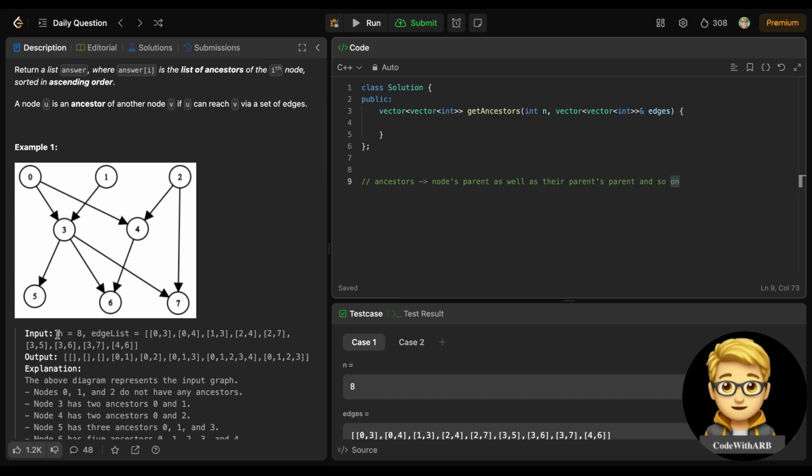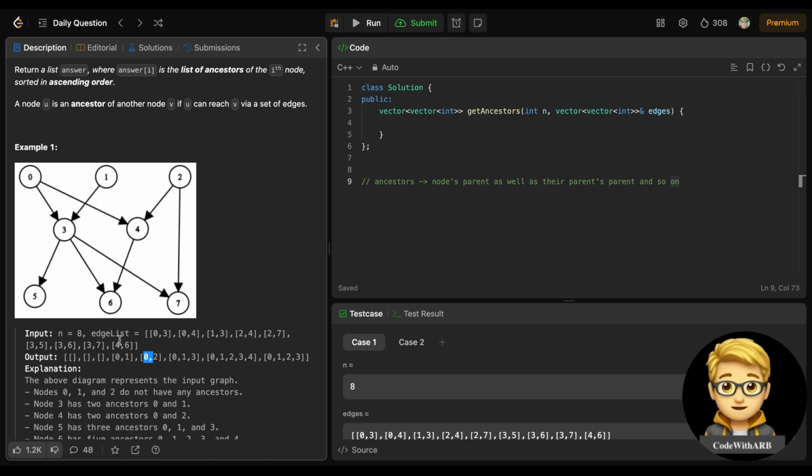So if we see the first example here, this is the graph given. For 0, there is no parent, so this is empty. Again for 1 there is no parent, empty. For 2 there is no parent, empty. But 3 can be reached from 0 as well as 1, so 0 and 1 both will be the ancestors of 3, right? Again for 4, it can be reached from 0 and 2, so 0 and 2 are both its ancestors.